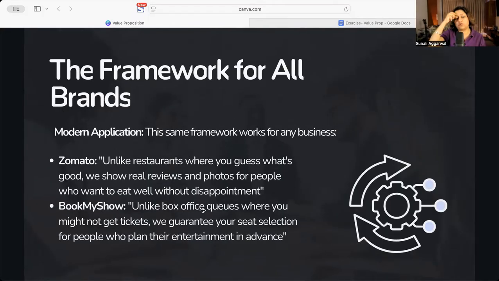The framework for all brands, right? So most brands are now using this particular framework. Unlike restaurants where you guess what's good, we show real reviews and photos for people who want to eat well without disappointment. So what is a value proposition? You share how and for whom you are doing things better than the competition, right?